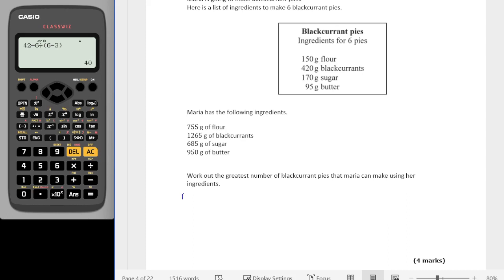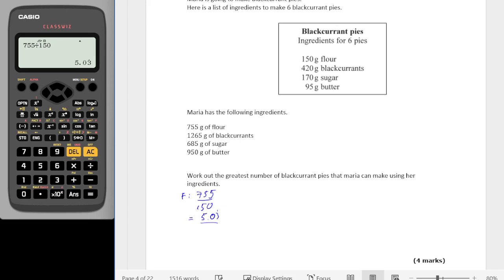If I look at flour first of all, she's got 755 grams and she needs 150 for the recipe. So she can make 755 divided by 150, which gives me 5.03 recurring. So that's the number of batches you can make with flour.